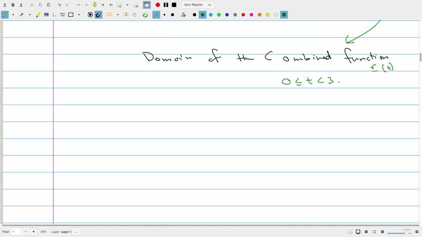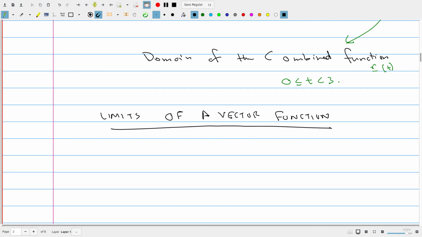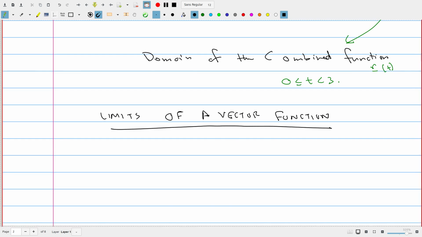Now what we do is we look at the limit of a vector function. So how do you define the limit of a vector function? If you recall, we went over the limit of a scalar function.